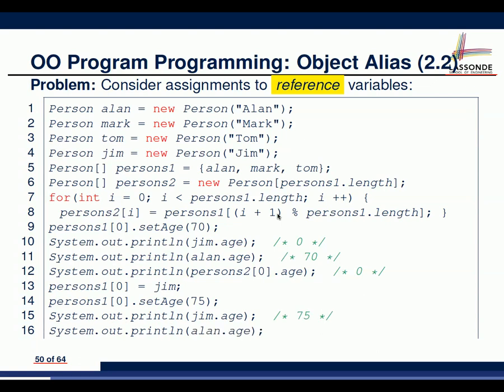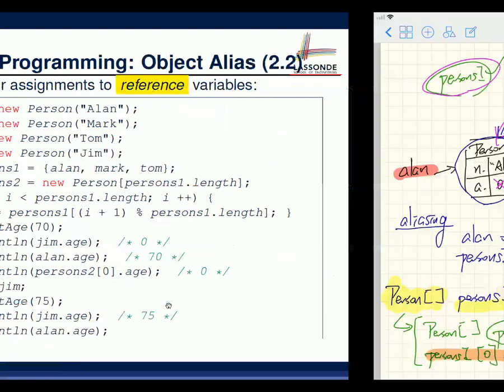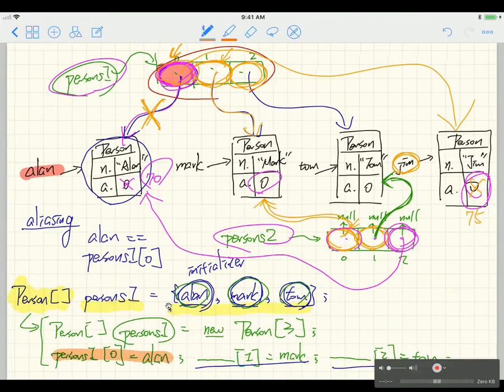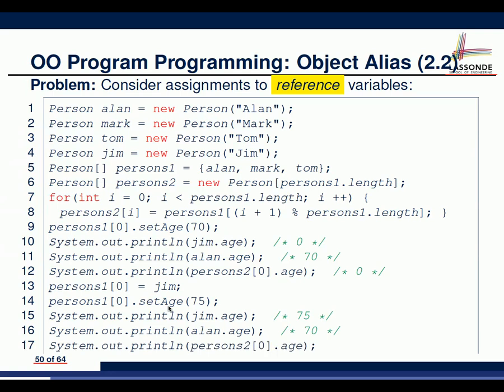And then finally, Alan.age. Remember one thing to note: persons[1][0], before we do line number 13, used to point to Alan. But since we did the reassignment, when we actually do line number 14, 75 was not set to Alan. Okay, notice that. It's a very good insight to see. When you say Alan.age, it should remain 70.